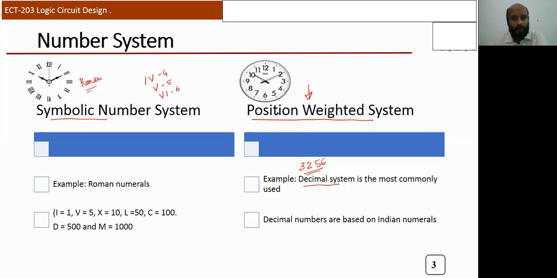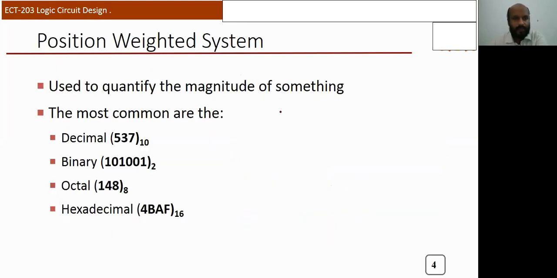And now we'll move to the next part. What do you mean by position weighted number system? And before that, why do we require a number system? Okay, why do we require a number system? A number system is actually used to quantify the magnitude of something. Okay, for that we are using numbers.